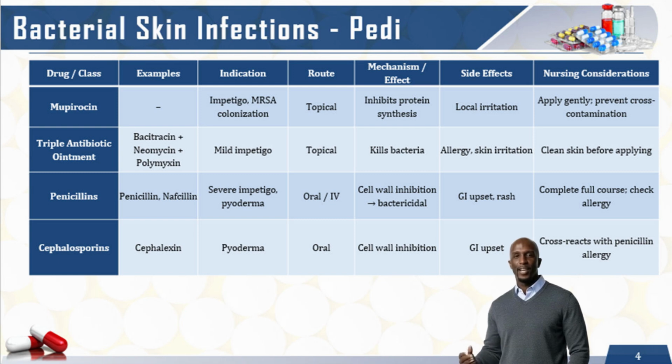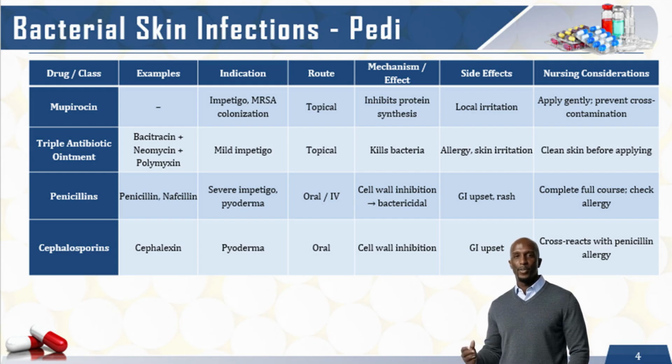Mupirocin is used topically for impetigo and methicillin-resistant Staphylococcus aureus colonization. It's applied topically and works by inhibiting bacterial protein synthesis. Watch for local irritation and teach families to apply gently and prevent cross-contamination.